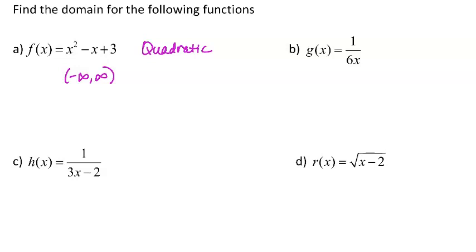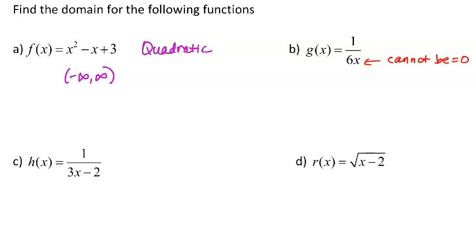The two main families of functions that are exceptions to this are functions where we have a variable in the denominator and functions where we have a square root. As we're taking a look at our function b here, we have 1 over 6x. The thing that we want to focus in on is the denominator. The denominator cannot be equal to 0. So we cannot have division by 0.